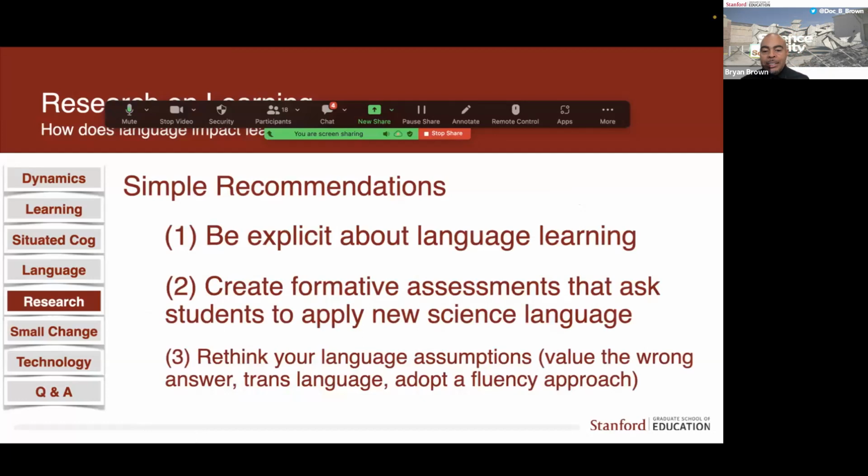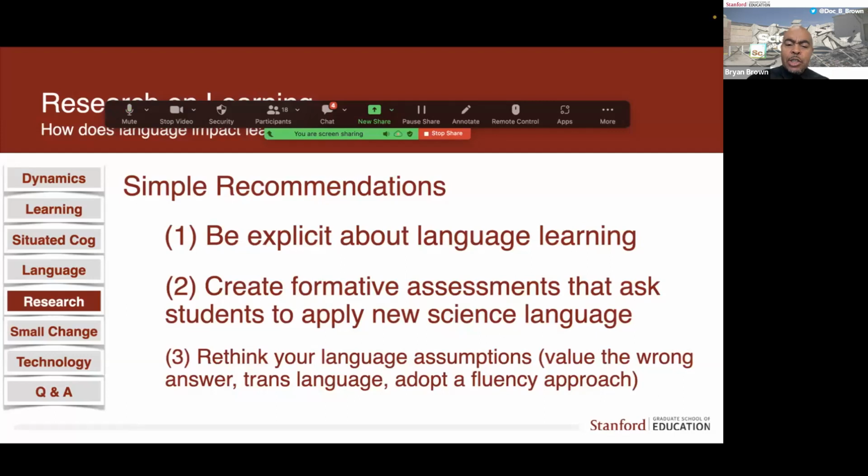So simple recommendations. If language culture is a problem, which I'm arguing, right? We need to make sure our language culture, the environment we set up in our learning environments, produces learning. A couple things. We need to be explicit about language learning. The students need to know that what you're actually doing is learning new ideas and new language, new symbol systems. So let's make sure we're teaching language.